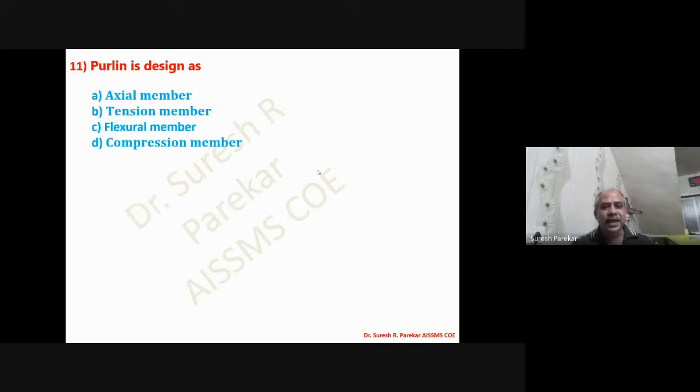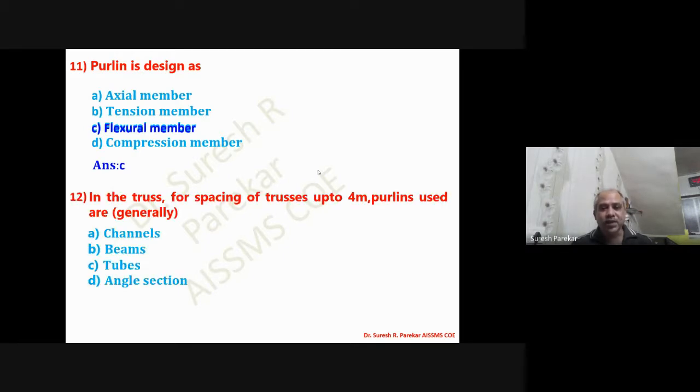Now purlin is designed as a flexural member, and that is biaxial bending, because our wind load is always perpendicular to the principal rafter, and that is away from the principal rafter. In the truss, for spacing of trusses up to 4 meter, purlins used are generally angle sections up to 4 meters.